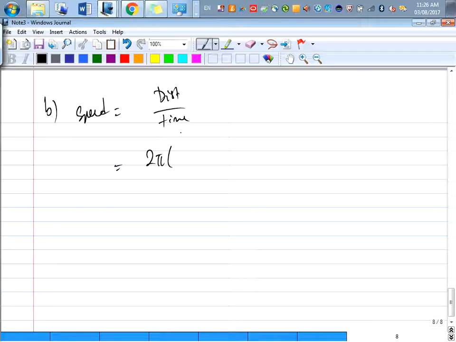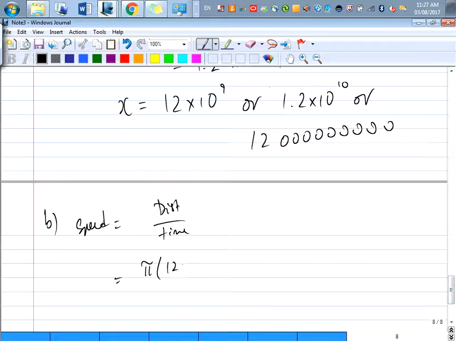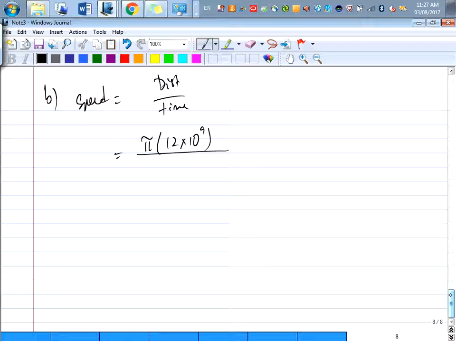Oh yeah, okay, we can use pi d. So we can use pi times, what do we have as the diameter? 12 times 10 to the power 9, over the time taken. What are the units they want? Kilometers per hour. So it took 88 days, right? We need to convert 88 days to hours. 88 times 24. So the answer will be 2112.